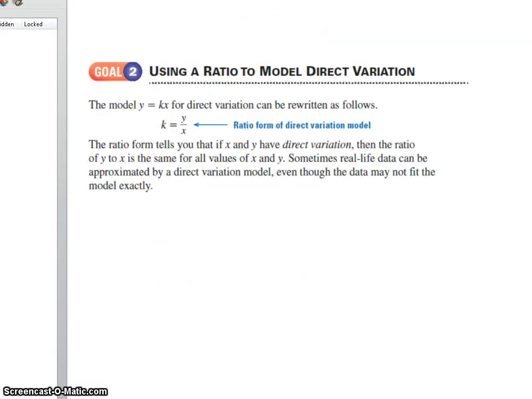The next goal is using a ratio to model direct variation. And the model y equals kx for direct variation can be written as follows, so that the constant is equivalent to y over x, y divided by x, the ratio of y to x. So the ratio form tells you that if x and y have a direct variation, then the ratio of y to x is the same for all values of x and y. Sometimes real-life data can be approximated by a direct variation model, even though the data may not fit the model exactly. So let's take a look at what that might look like.